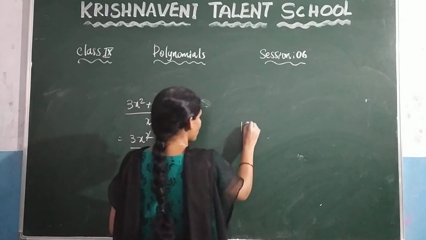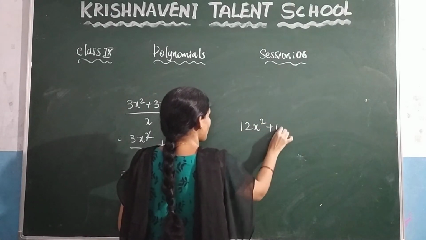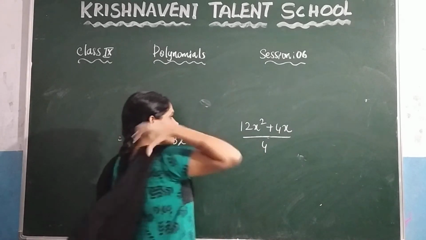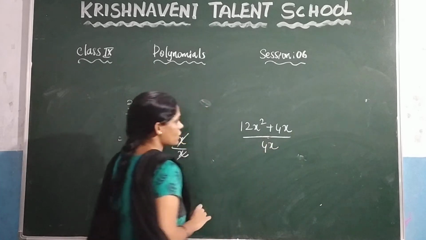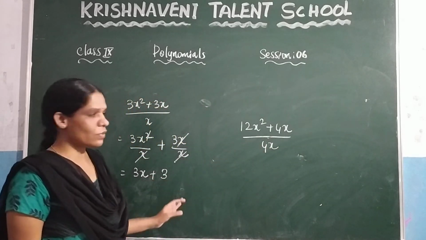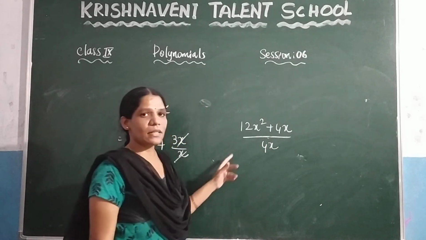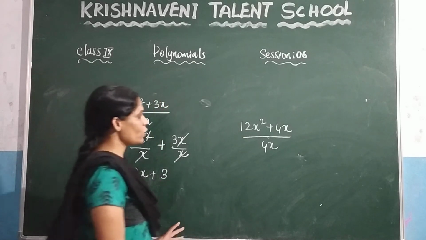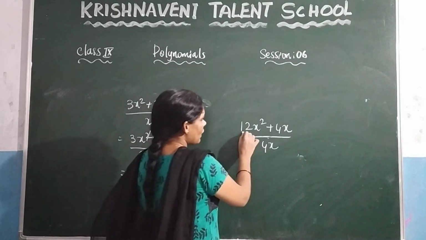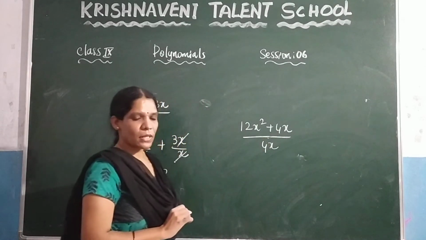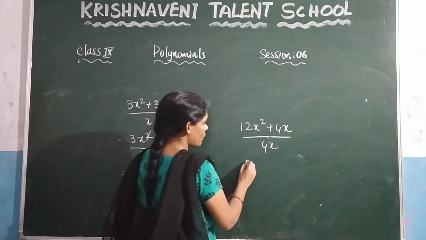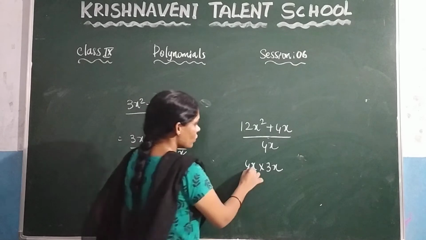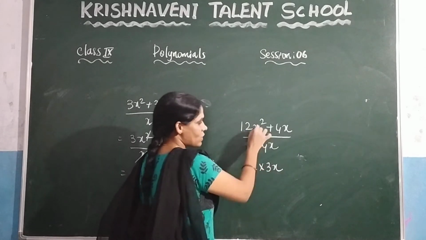Let us consider one more example: 12x square plus 4x divided by 4x. How do you divide this? Here you can divide this polynomial by this monomial in two different ways. First, you can take 4x common, because 12x square you can write as 4x into 3x, right? Because 4 3s are 12 and x into x is x square.